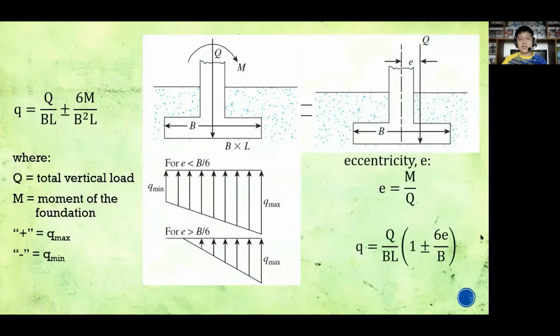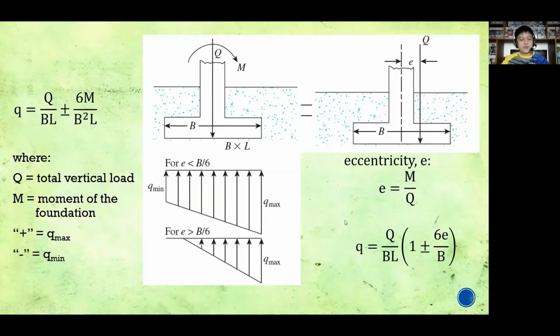at a point at a distance E from the centroid. So this E is the eccentricity, or the eccentric distance, from the centroid of the footing area. E is therefore equal to M over Q, and we may already estimate the values of Q minimum and Q maximum using either of these two equations.